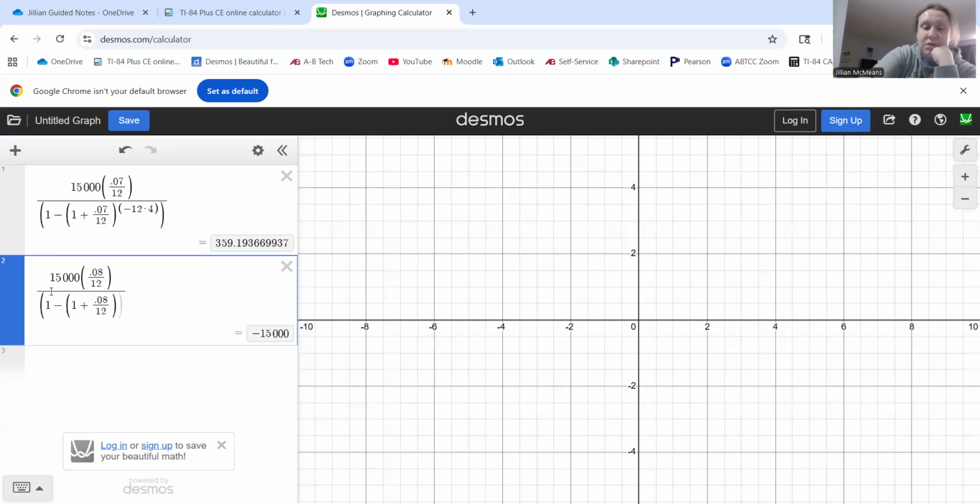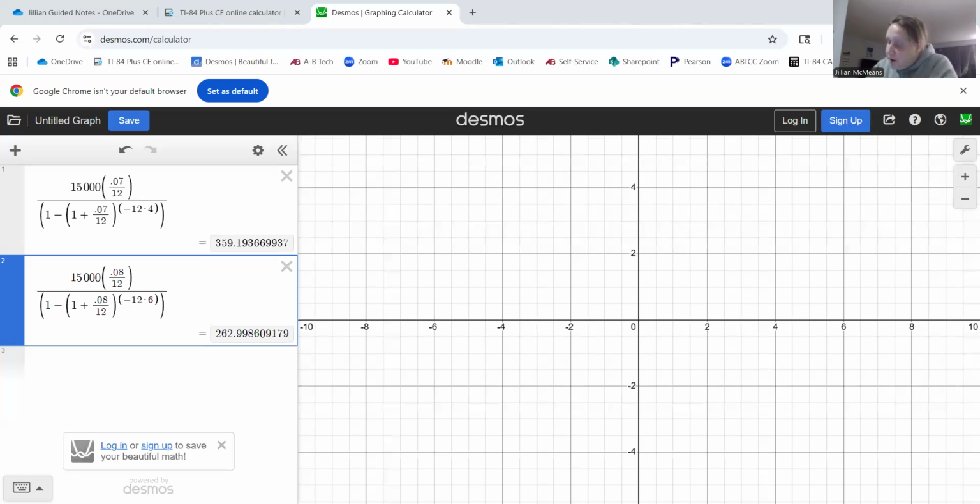We want to raise that to the parentheses, negative 12 times 6 power. And then we want to leave the exponent and end the parentheses. And again, you can see down here in the corner, we get 262.9986, which is going to round to $263. Okay. So whether you use the calculator or Desmos, you get the same thing.